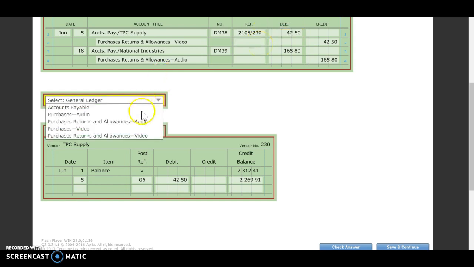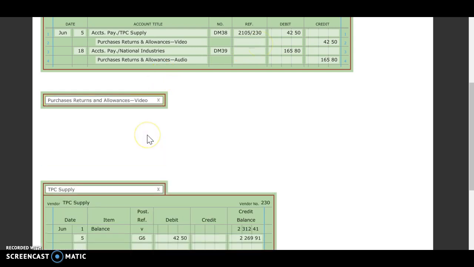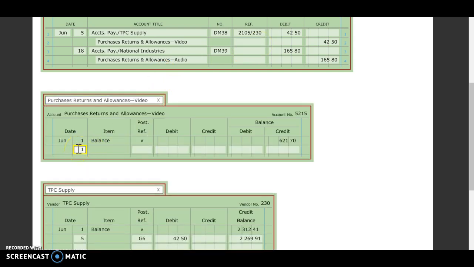Okay, next one is going to go to our purchases, returns, and allowances account. Now this will be the right number. The date is the 5th, General Journal, page 6, and we have a credit of $42.50. So $664.20. Again, this will be the same number that you get. Okay, and account number 5215 goes there.